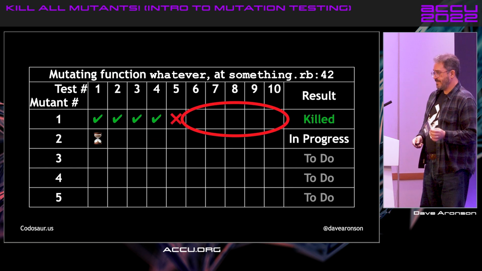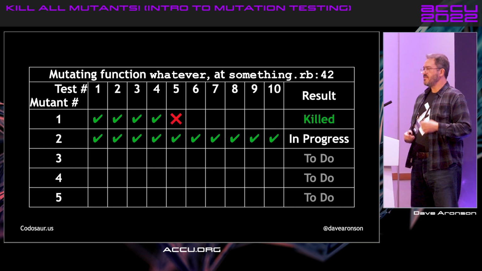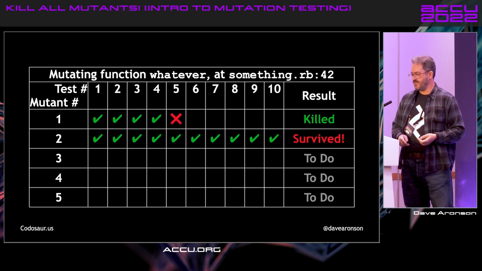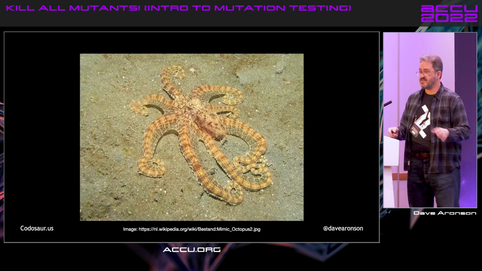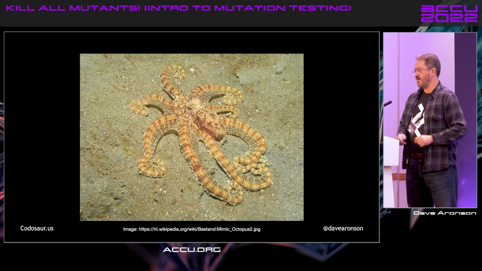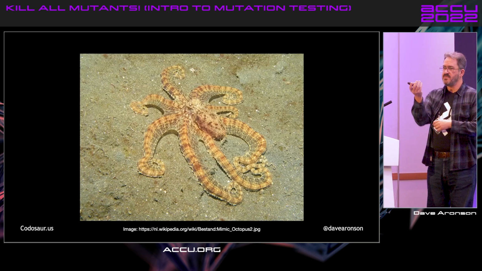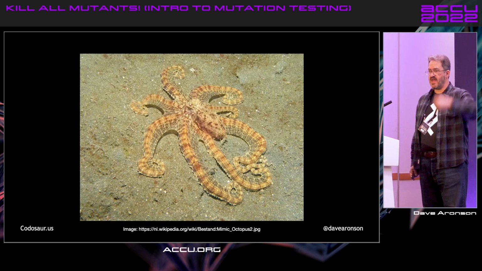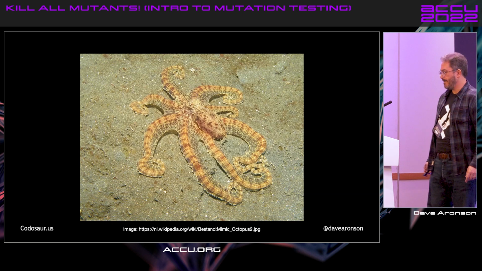On the other claw, if a mutant lets all the tests pass, then the mutant is said to have survived. And that means it has the superpower of mimicry, skilled enough to fool our tests. This usually means that our code is meaningless, or our tests are lax, or both. And now it's up to us to figure out how.